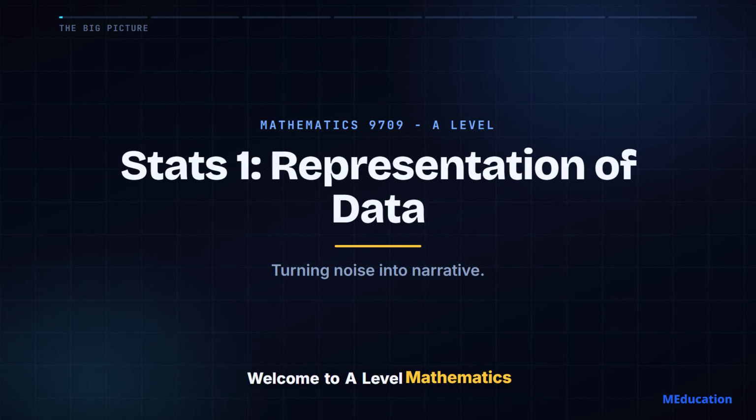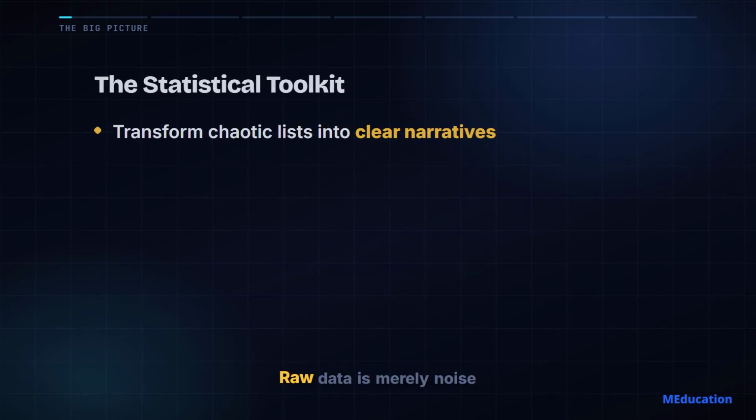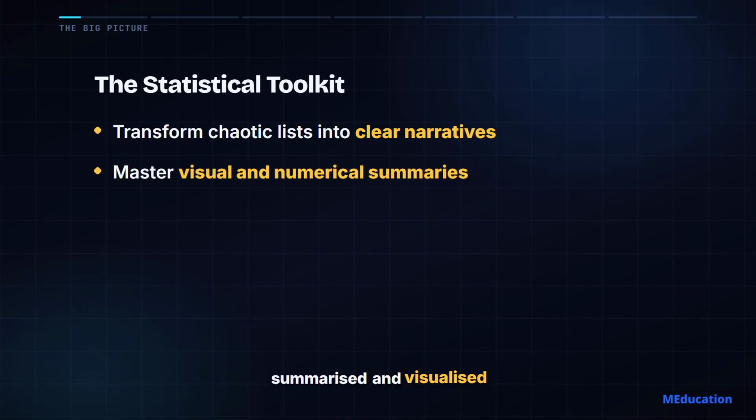Welcome to A-Level Mathematics. This is Statistics 1, Representation of Data. Raw data is merely noise until it is structured, summarized, and visualized. In the modern world, vast quantities of information are generated every second, but without the mathematical tools to interpret it, this information is completely useless.